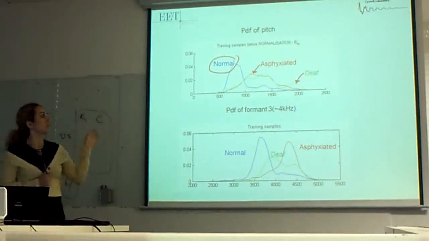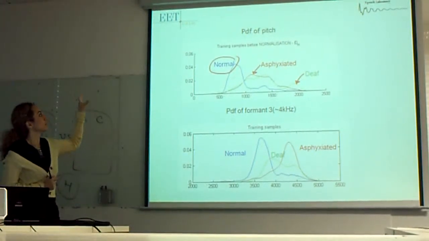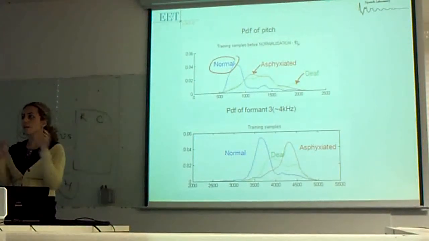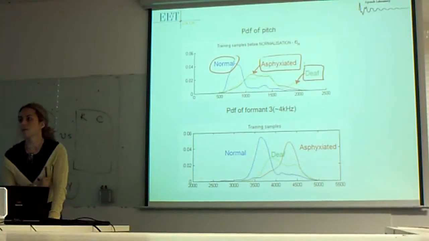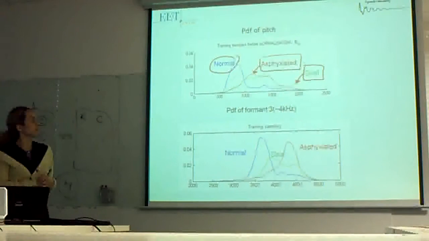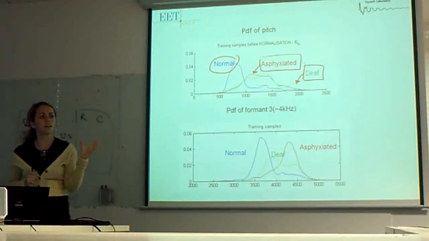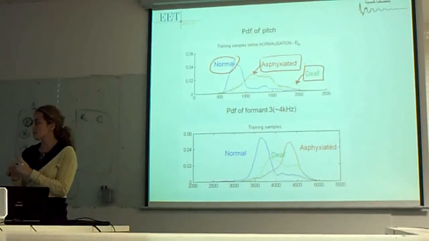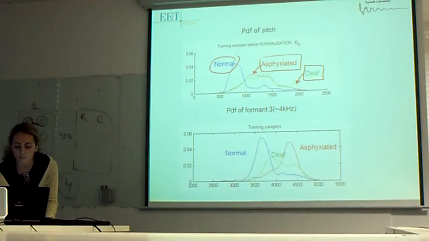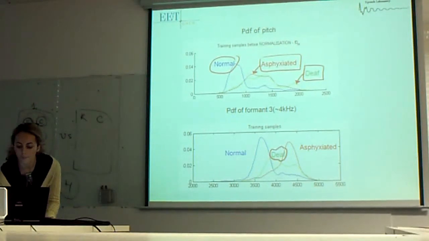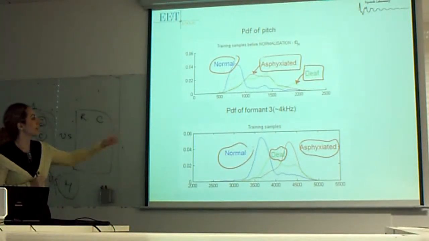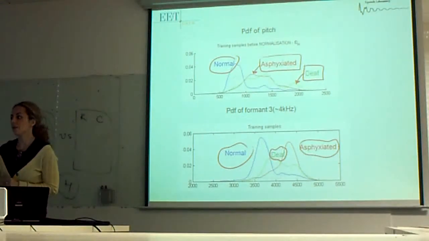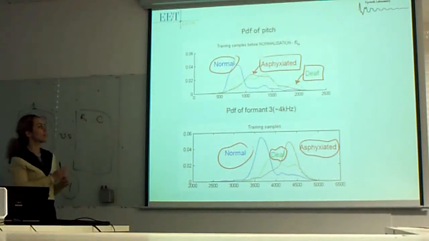You can see that the pitch is very good in discriminating between normal and abnormal, but not very good in distinguishing between these two pathologies, right? But what we figured out is that the formant three is actually the best feature that can discriminate these three. So normal, asphyxiated, and deaf can be somehow separable with formant three. So this is a very preliminary result.